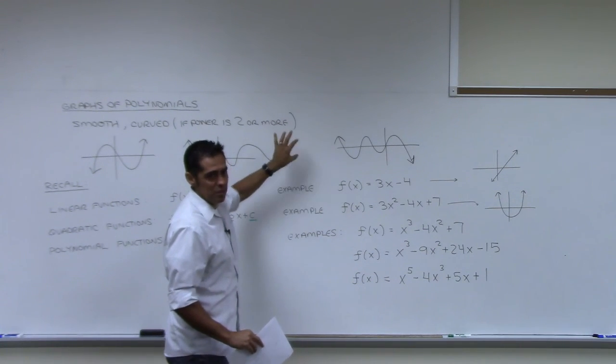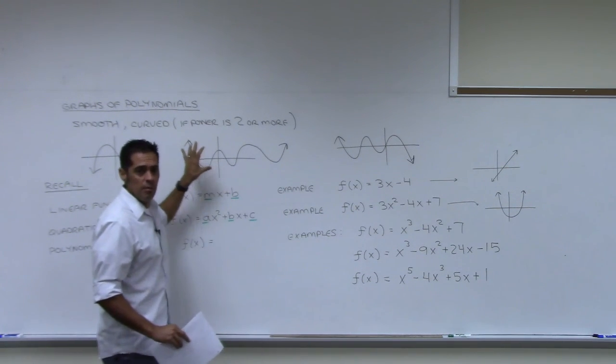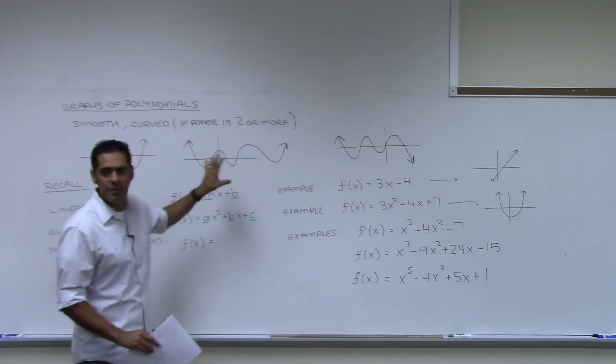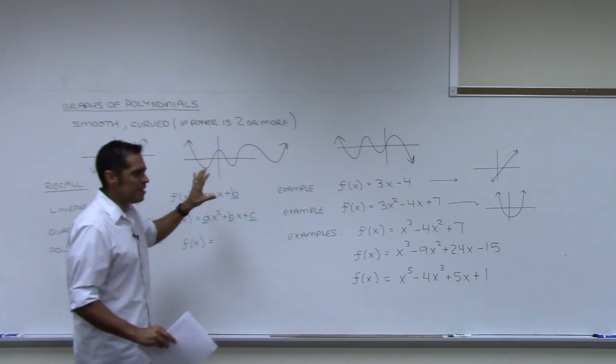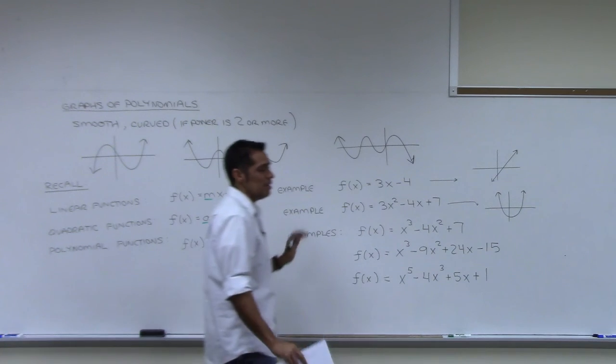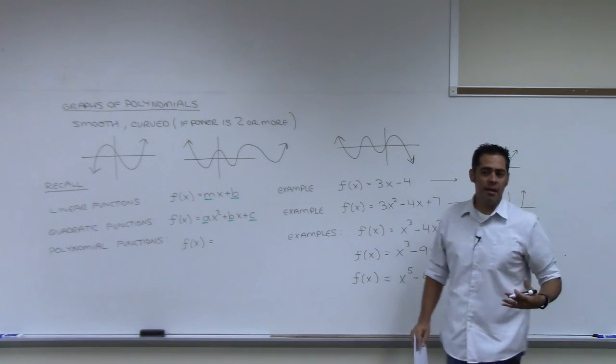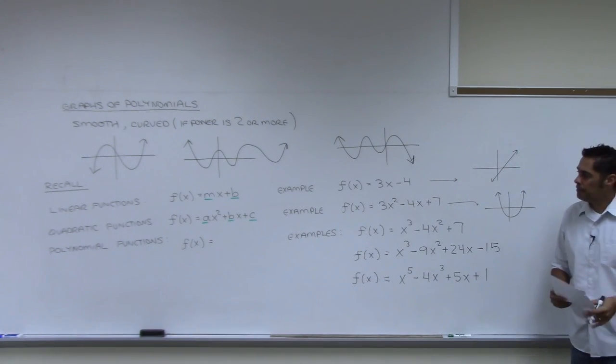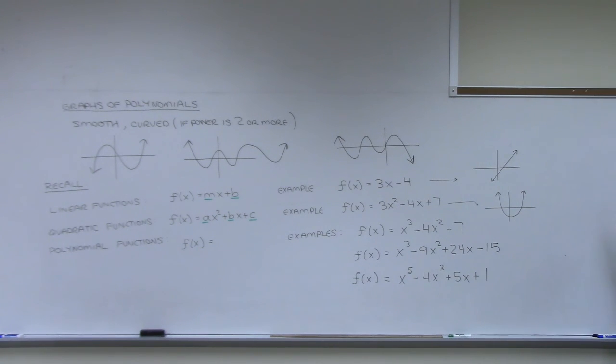Yes? We actually have a technical name for this. We call it the left and right hand behavior. I'm going to write this on the board later, but that's going to be your task. Your task is actually going to be able to identify the left and right hand behavior of polynomial functions. All right, so they're smooth, they're curved.